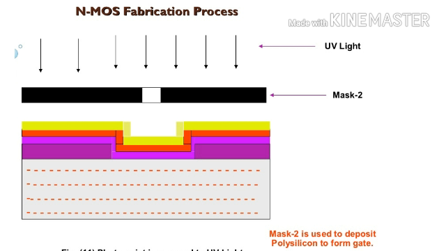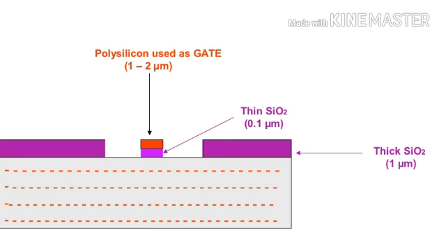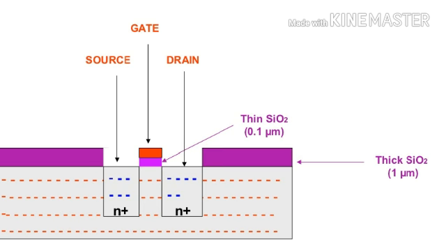diagram. In the 11th step, mask 2 is used again to expose the photoresist material deposited over the polysilicon to UV rays. In the next 12th step, etching will remove that portion of thin SiO2 which is exposed to UV light. In the next 13th step, polymerized photoresist is also stripped away. In the next important step, 14, N plus doping is done to form source and drain.